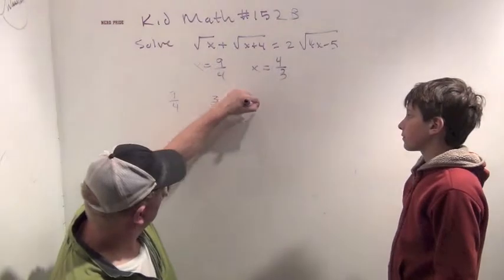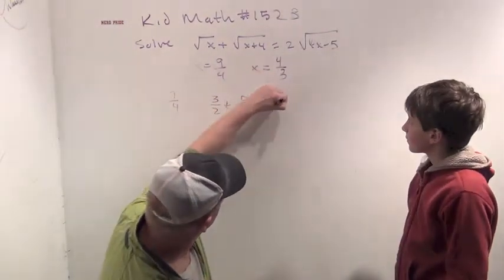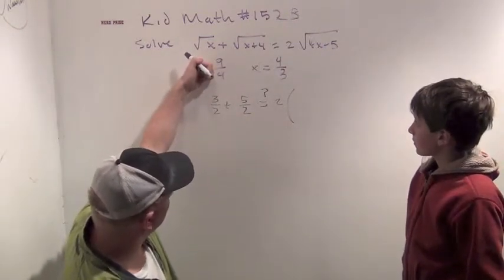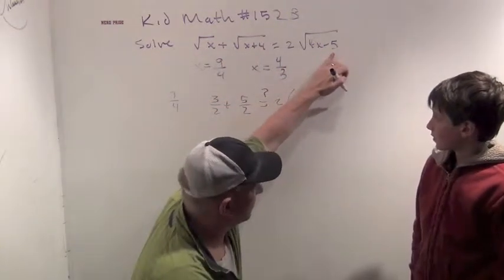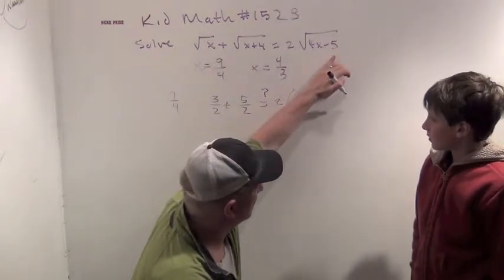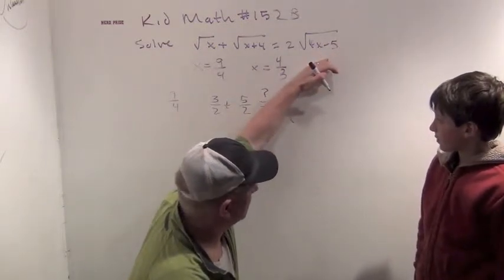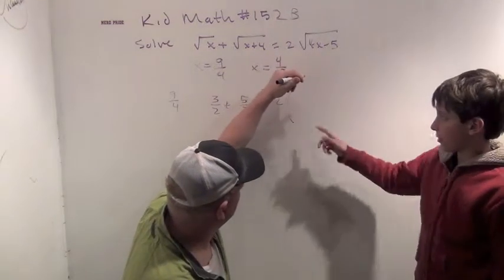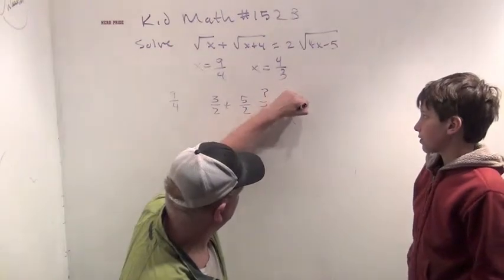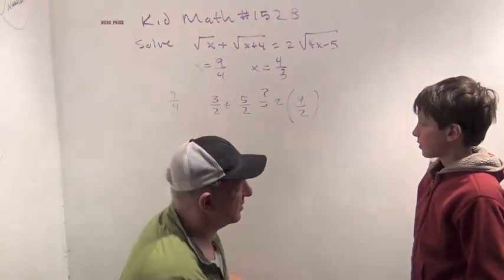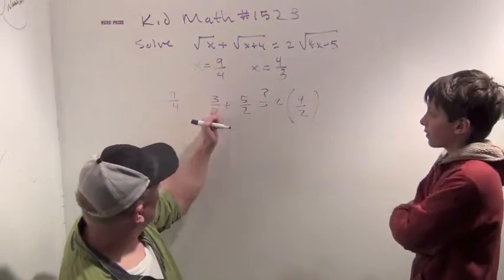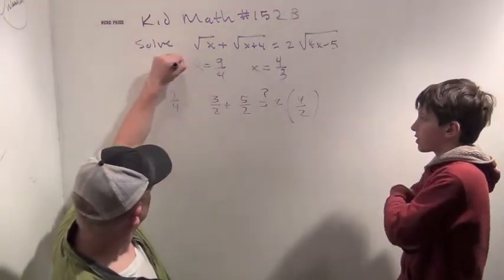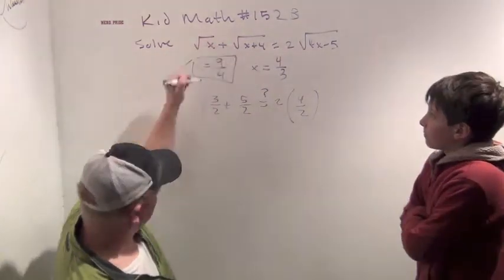Does this equal 2 times the square root of 4 times 9/4, or 36/4, minus 5? So 36/4 minus 20/4 is 16 fourths, the square root is 4 halves. It's going to be 2 times 4 halves, and 4 halves is also known as 2. So does 3 halves plus 5 halves equal 4? Yeah, it's 8 halves. Okay, so this is a solution.